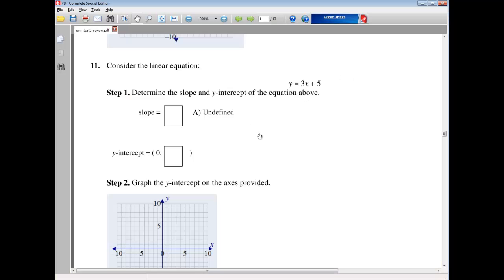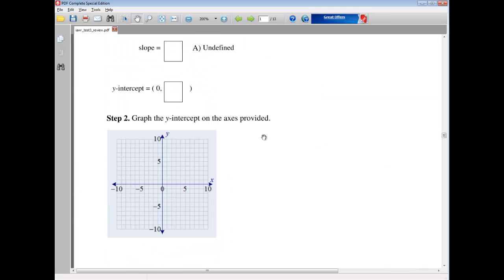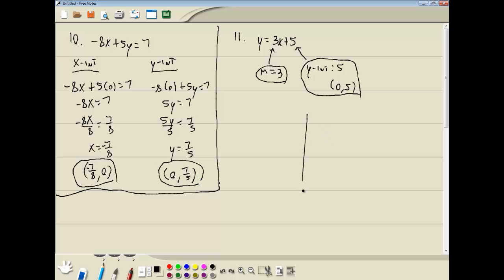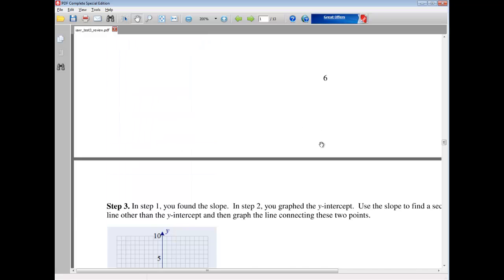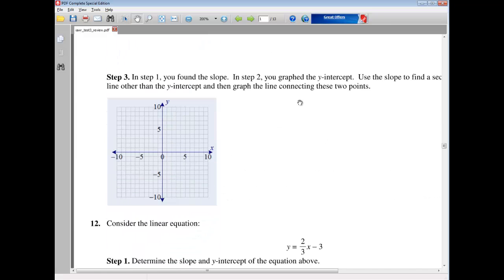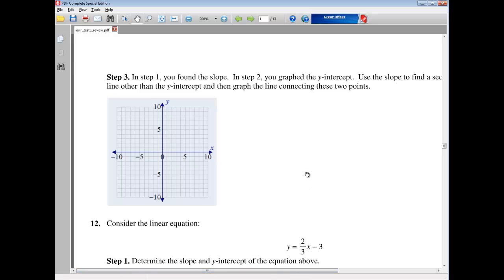It then says to graph the y-intercept. What does that mean? Okay, it's graph the y-intercept. So 1, 2, 3, 4, 5. It says graph your y-intercept first. You put that there. Then step 3, in step 2 you graphed it, use the slope to find a second point, I'm assuming. Second point on the line other than the y-intercept, and then graph the line connecting these 2 points. Okay.